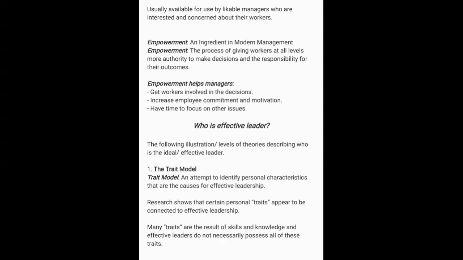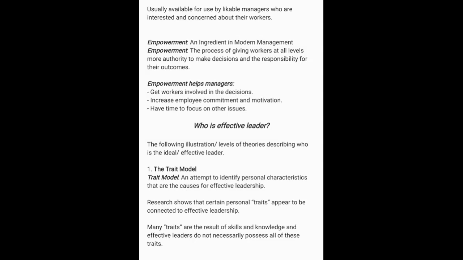Right? Usually available to likable managers. These traits, which we said earlier, all managers have them. Empowerment means it is the process of giving workers authority and responsibility. Examples of empowerment are very important. You involve others in decision making, increase employee motivation and commitment, gain time to focus on other issues, and learn other skills.